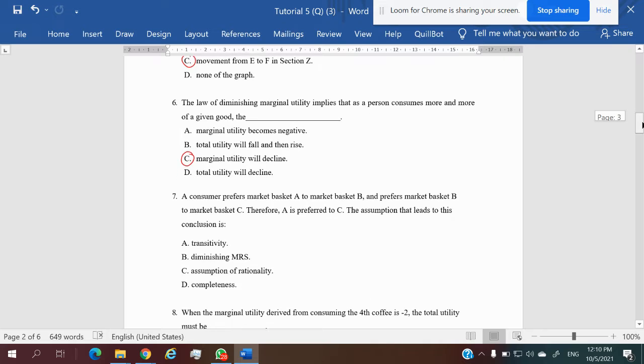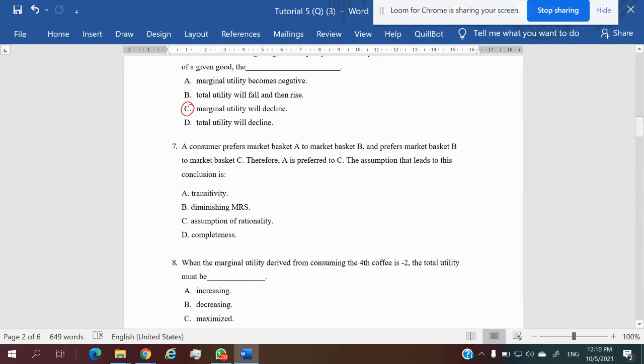Okay, class. Next, number 7. A consumer prefers market basket A to market basket B, and they also prefer market basket B to market basket C. So this means that A is more preferable compared to B, and B is more preferable compared to C. Therefore, A is preferable to C. Therefore, A is more preferable to the consumer compared to basket C. We can set the consumer preferences using this transitivity concept. So the answer is A.